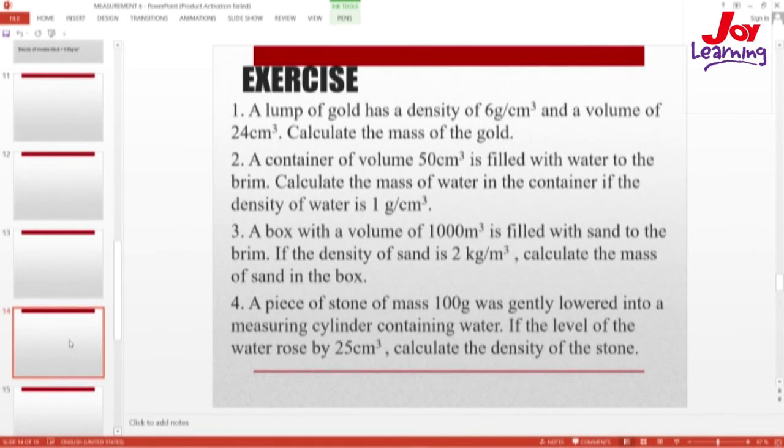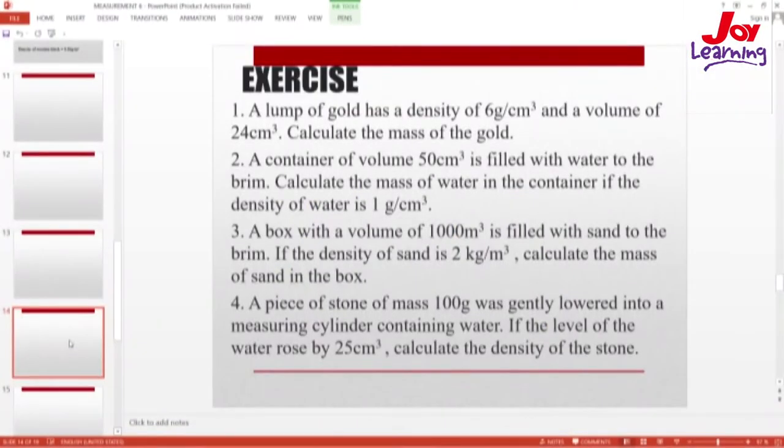Number 3. A box with a volume of 1,000 cubic meters is filled with sand to the brim. Very full. If the density of sand is 2 kilograms per cubic meter, calculate the mass of sand in the box.